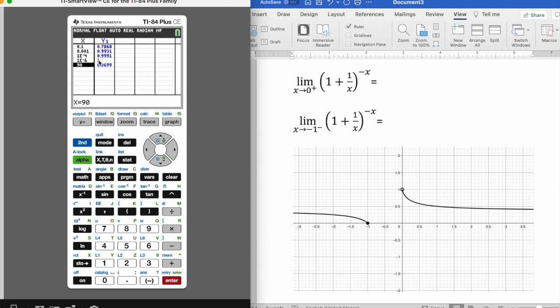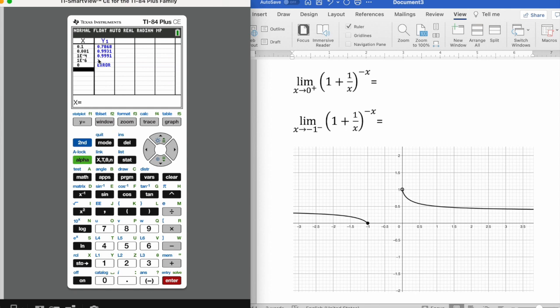The calculator can only go out to so many digits, so it's going to round it to 1, when in actuality, it's probably like 0.9999999, a bunch of nines. But the calculator can only go out to so many decimal places, so then it rounds it to 1. So even though there is no value of the function there, it's going to round it to 1. And you can check that. If I plug in 0, it's going to give me an error message.